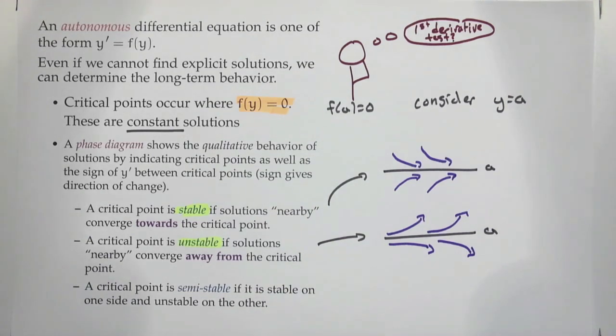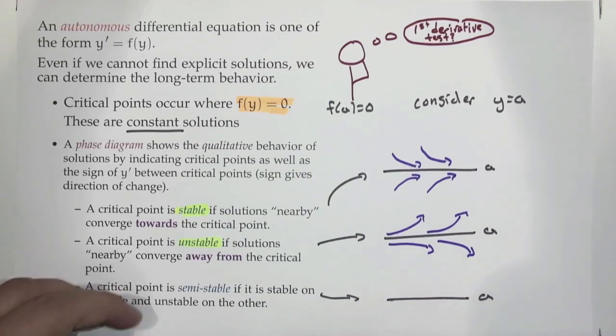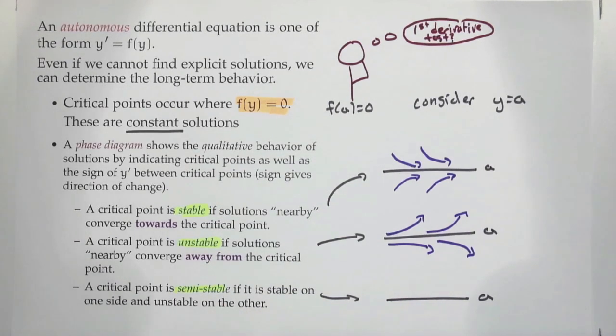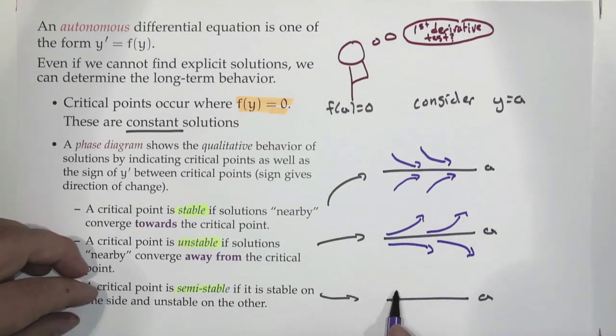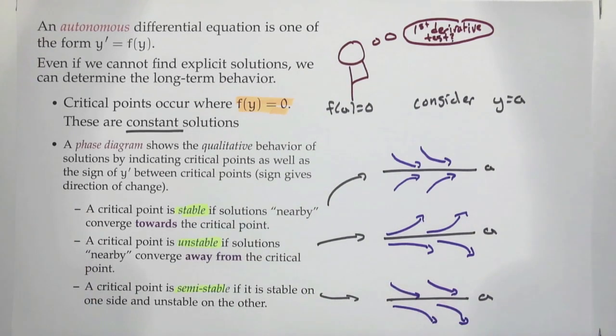All right, and the last one is semi-stable. Now, you think semi-stable, well, that's like half stable, right? And yeah, that's the idea. So semi-stable says what? Well, what you do is on one side, you're getting closer, and then on the other side, you're moving away. Now, of course, there's another variation as well. I won't draw all the variations here. But how do we know? How do we know what's going on?